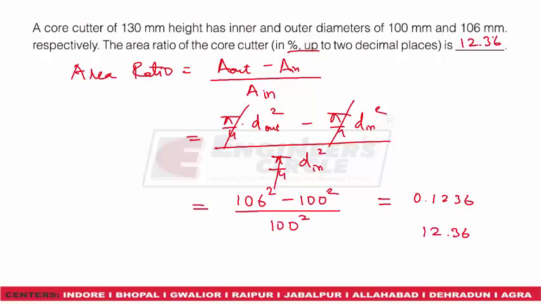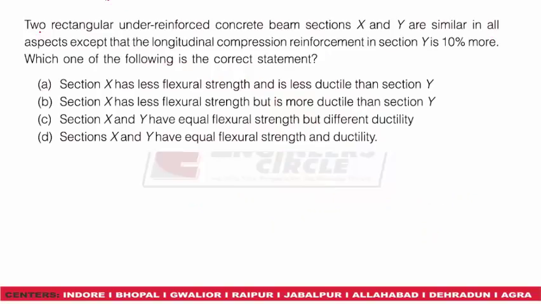The next question is, two rectangular under reinforced concrete beam sections X and Y are similar in all aspects except that the longitudinal compression reinforcement in section Y is 10% more. Which one of the following is the correct statement? And we have to comment about flexure strength and ductility. Now first of all we should note that both sections are under reinforced. It implies that the failure will occur due to crushing of concrete, and the crushing will occur at the strain value of 0.035.